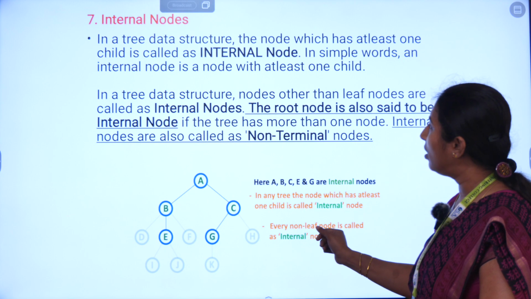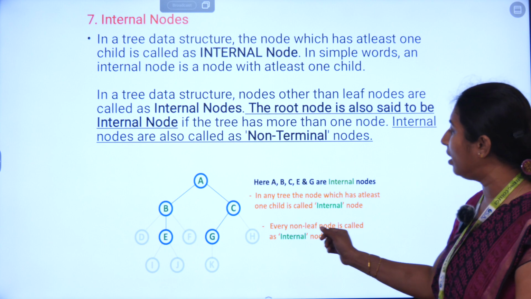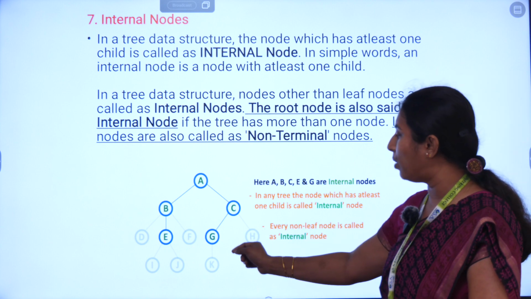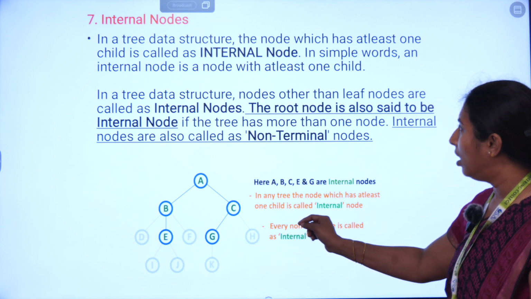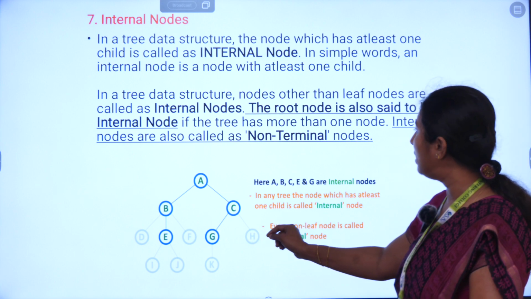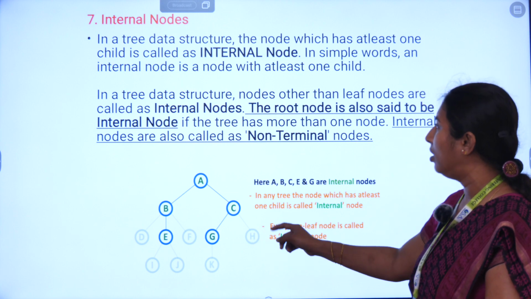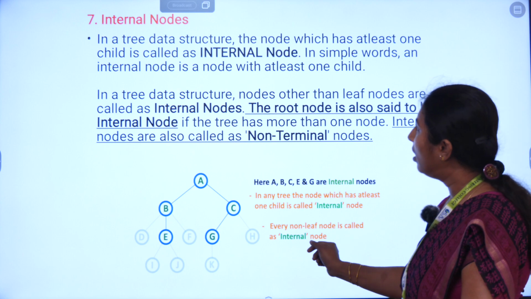And internal nodes are nothing but the nodes which have at least one child. These are your internal nodes, or we also call them non-terminal nodes. So this is your internal node.